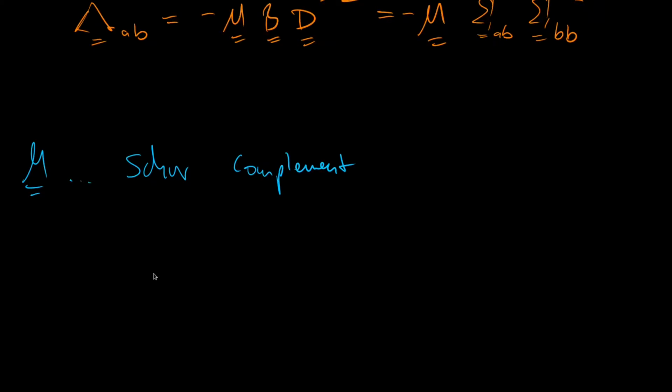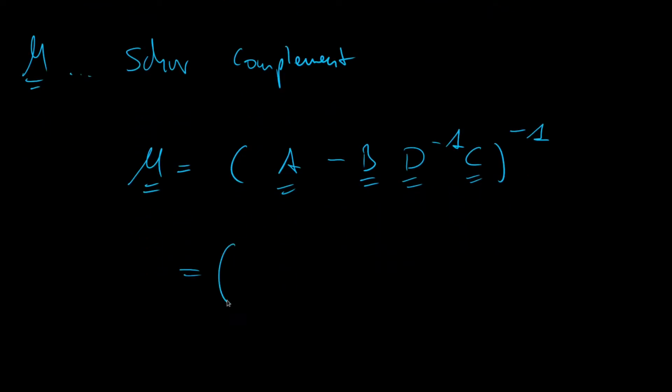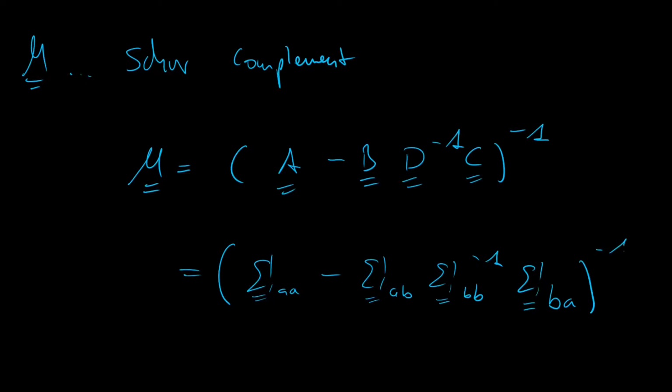And it is defined as follows, so that M is the matrix, or in brackets, the matrix A minus B times D inverse C in brackets inverted. And then let's plug in the matrices that we have. So matrix A is sigma AA, matrix B is sigma AB, matrix D is sigma BB inverted, and matrix C is sigma BA, and then in brackets inverse.